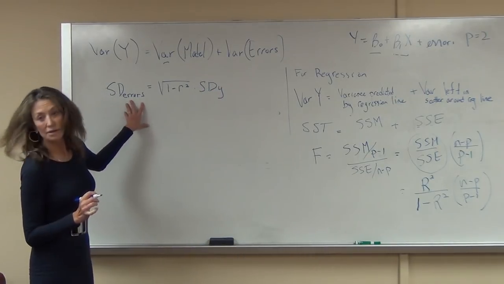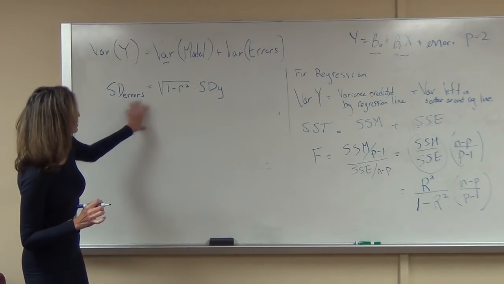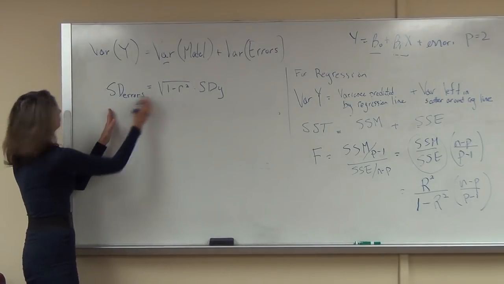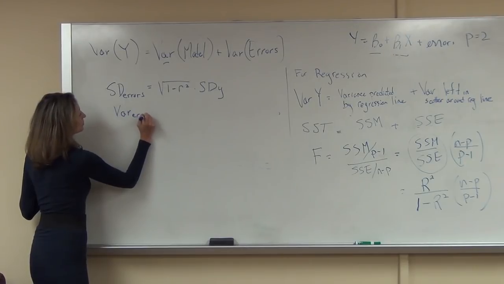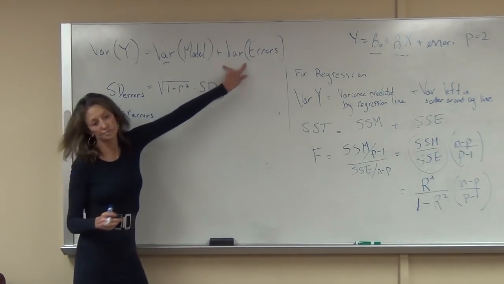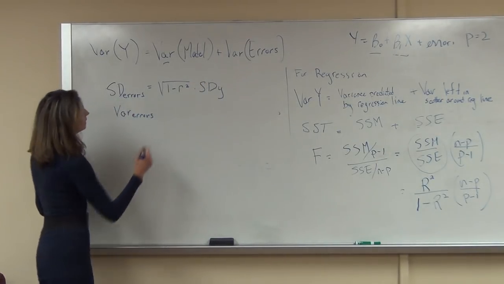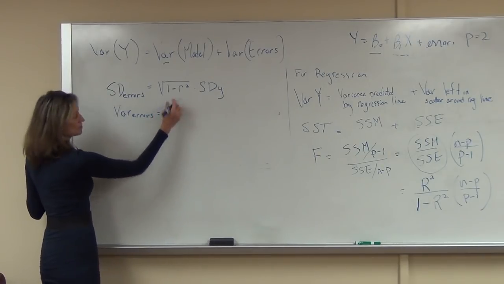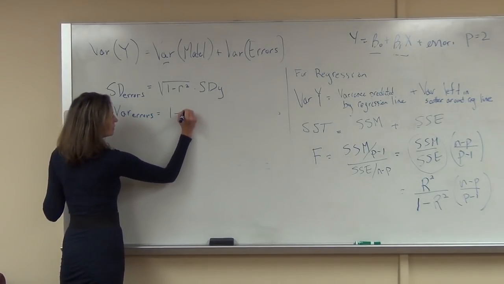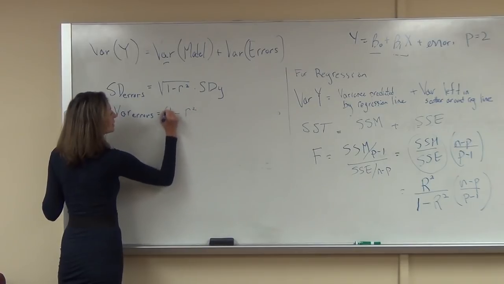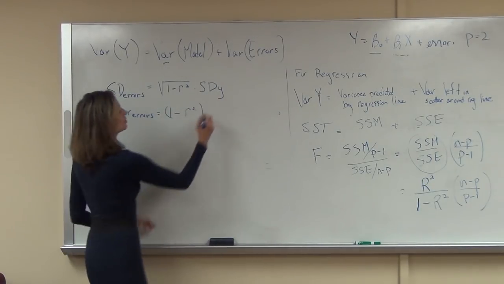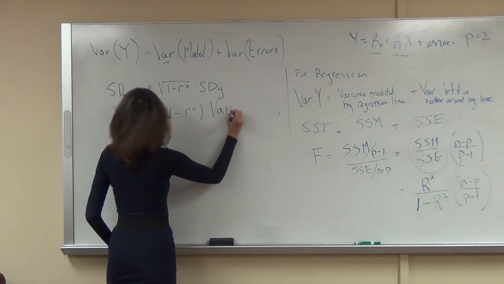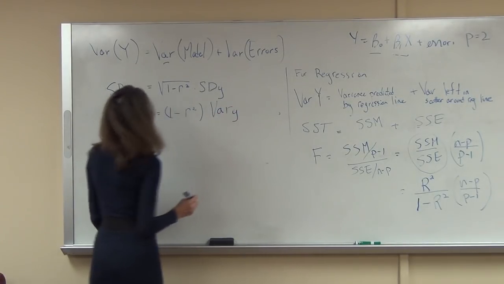Now this scatter around the regression line, this is the standard deviation. When we square it, this is the variance of the errors, right there. That's the variance of the errors. And so we'll square both sides, so we get 1 minus R squared times the standard deviation of y squared, which is the variance of y. So that's what we have.